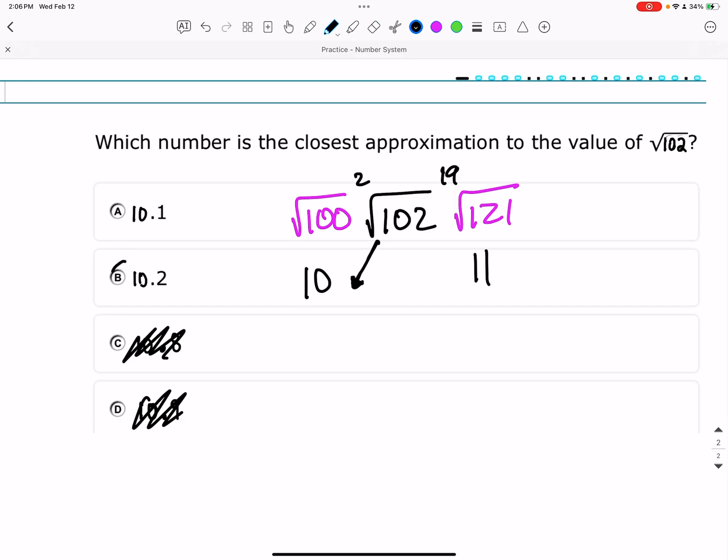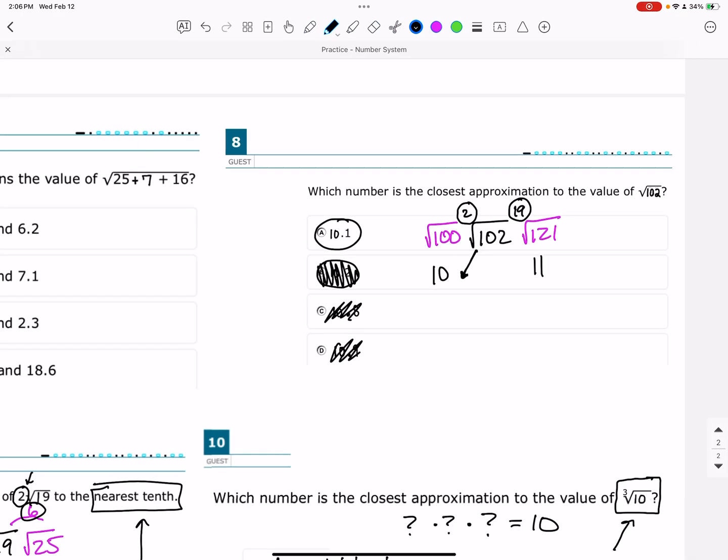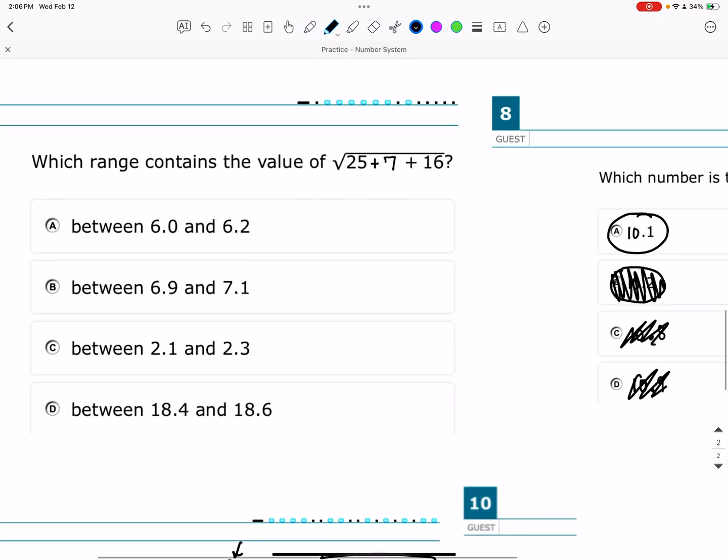If you said 10.2 in my class, I would probably be okay with that. But if you think about it a little longer, this is 2 versus 19. If it was 2 versus like 6, I would say 10.2, or 2.2 versus 7, I might even say 10.2. But 2 versus 19, this is like all the way over there. 10.1. All right, let's see this one.